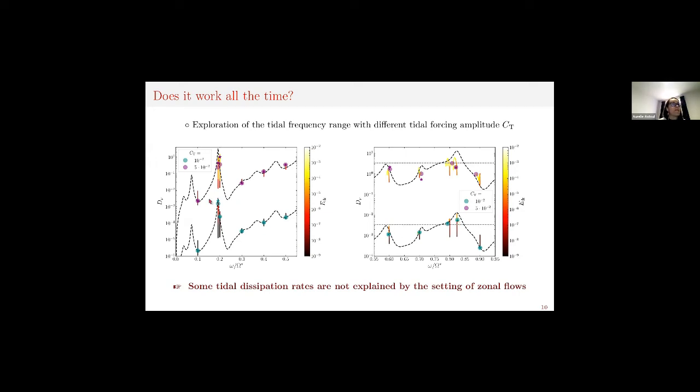So this is working quite well. But when we increase the tidal forcing amplitude, we realize that for some frequency it's working, so the shear flow is going to be stronger. For some frequency we have a good match, so the shear flow is really what is mitigating the tidal dissipation or amplifying the tidal dissipation, but for some frequency it doesn't work. And we have tried to understand why it doesn't work.